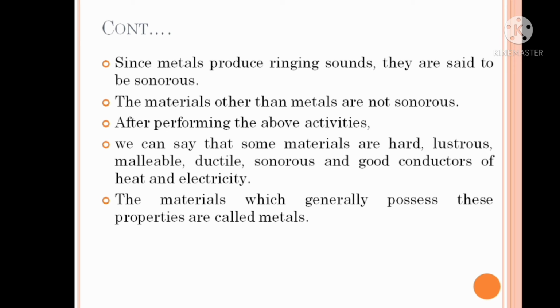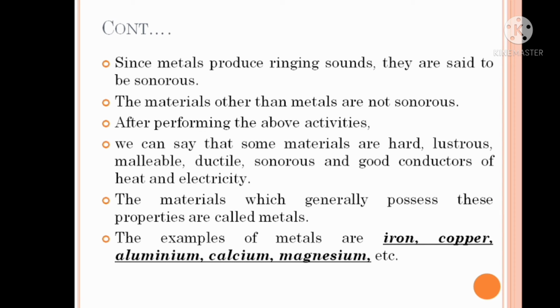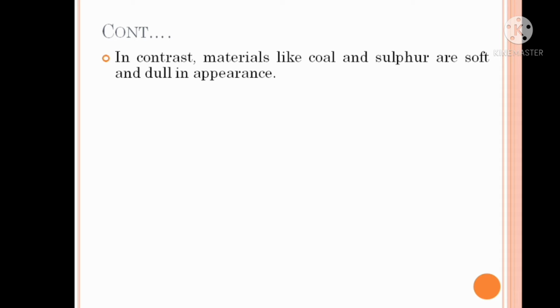Some materials which generally possess these properties are called metals. That means those materials which are hard, lustrous, malleable, ductile, sonorous, and good conductors of heat and electricity are called metals. They have all these properties together. Examples of metals are iron, copper, aluminium, calcium, magnesium, etc. There are various examples, but in your book only some are given here.